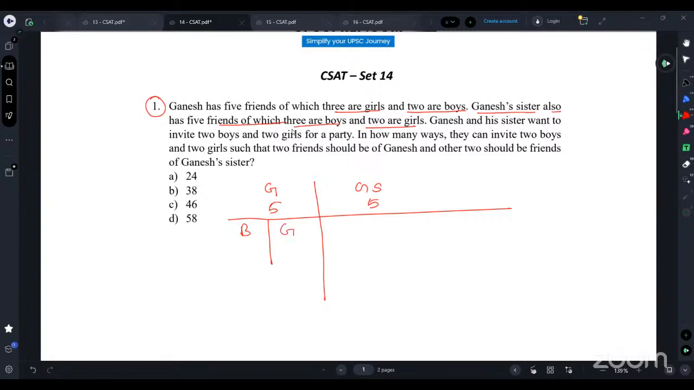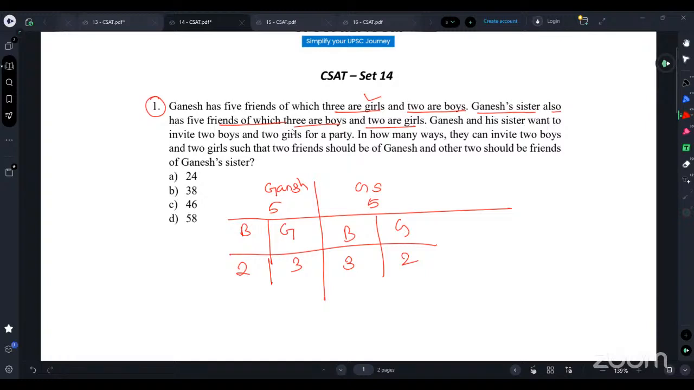Ganesh has some number of friends who are boys. Okay, so Ganesh is having 5 friends out of which 3 are girls. So if I talk about Ganesh, let's say this is Ganesh. So 3 of them are girls, right? And 2 of them are boys, right? And similarly, for his sister, 3 of them are boys and 2 of them are girls.